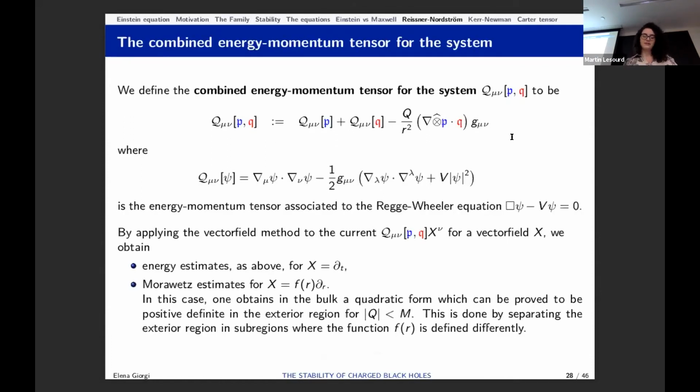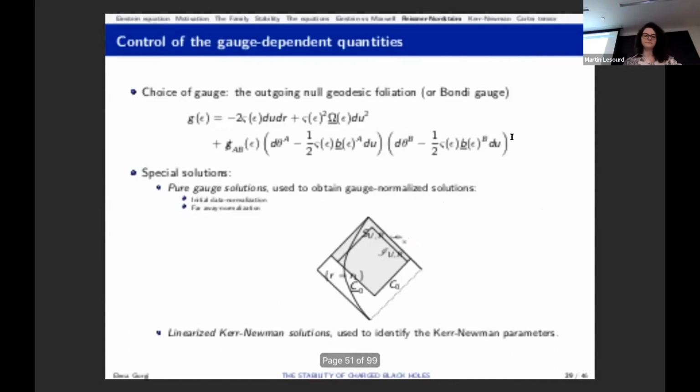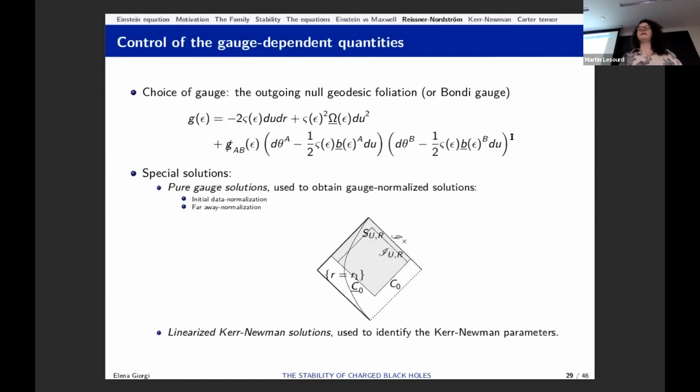And so what you can do is use this combined energy momentum tensor to apply the vector field method to the full current and obtain energy estimates and Morawetz estimates. There's lots of work I'm not really mentioning, but that's sort of what you would do from that. Now, what about the gauge dependent ones? I'm going to say briefly the way I did it, but this could have been done in many different ways.